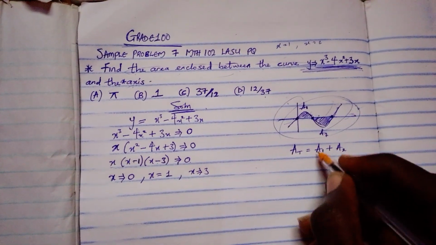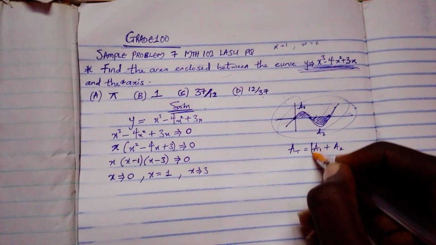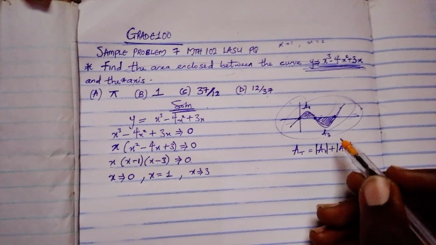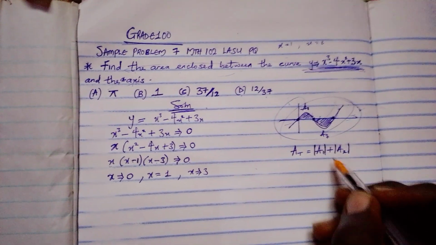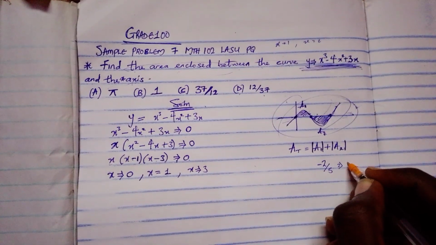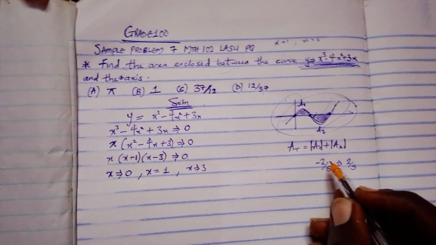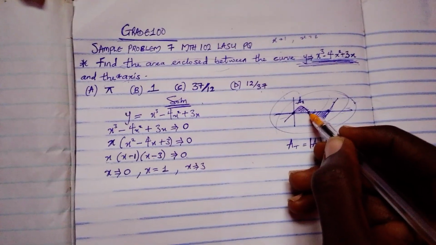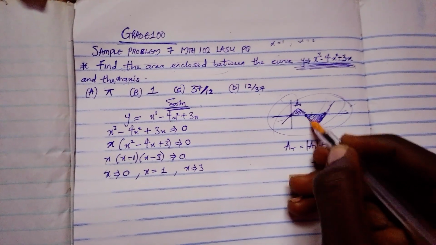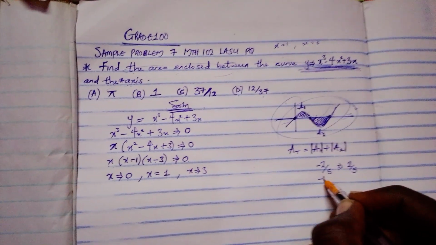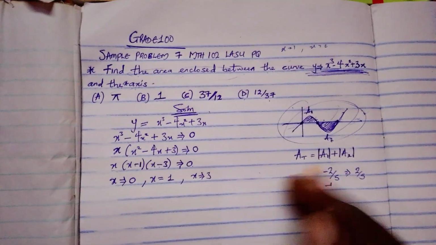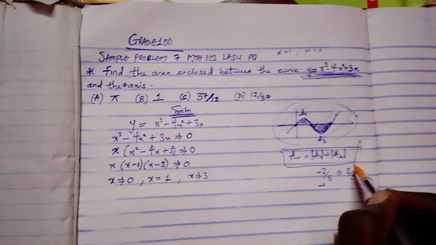Now it's not just equal to A1 plus A2, it will be equal to the absolute value, because whenever we have a negative, we have to take the absolute value. If you have minus 2 over 5, you'll be equating it to 2 over 5. Whenever you see something below the x-axis, we will always have a negative because it is below the x-axis. Hence we have to take the absolute. So this is what we are using here.